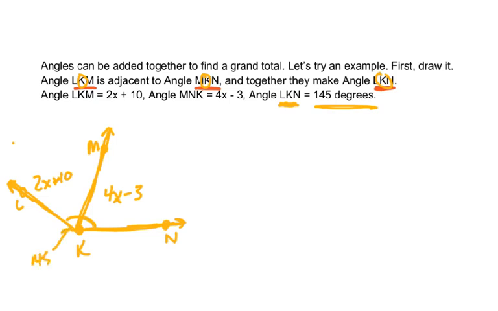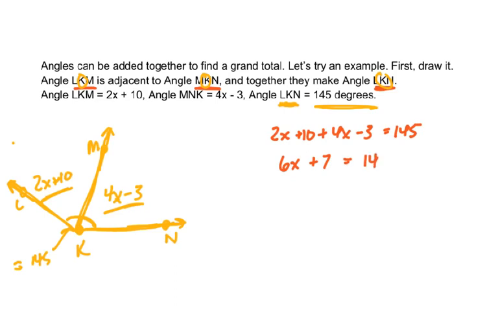So this is just like segment addition. I add the two pieces and they equal the whole angle. So let's do this. 2x plus 10 plus 4x minus 3 equals 145. And we are going to combine like terms. 6x plus 7 equals 145. Subtract 7. 6x equals 138. And we are going to divide by 6.